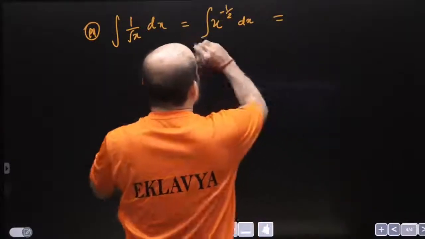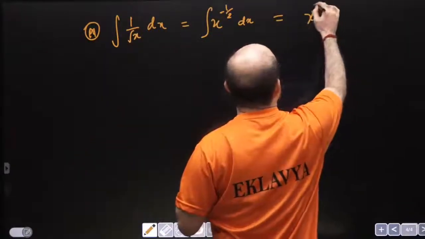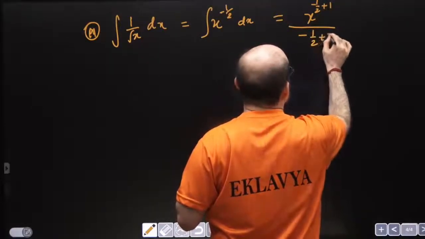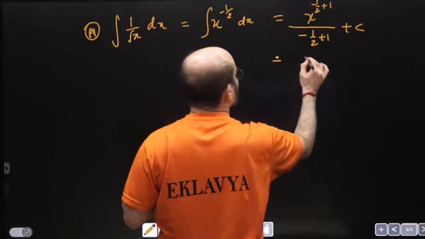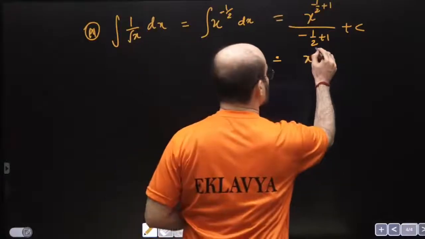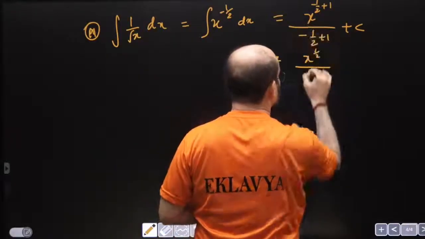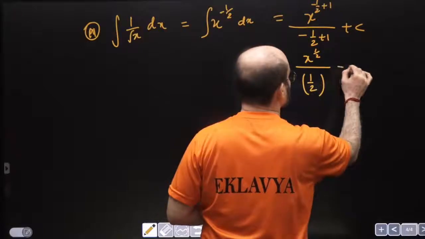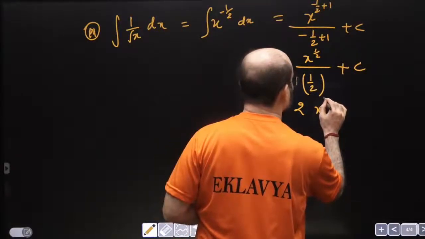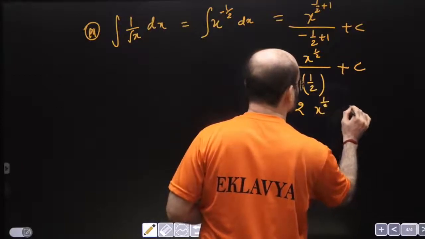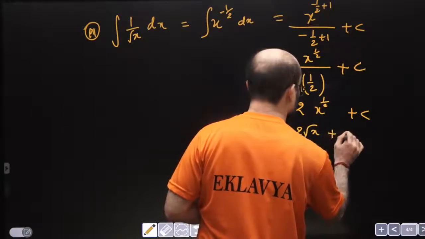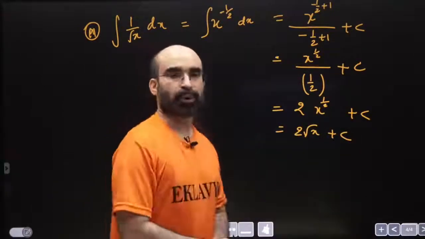Okay, so this, what you will get? X raised to power minus half plus 1 divided by minus half plus 1 plus c. So what is the final answer? X raised to power what? 1 minus half is half. Okay, this is half. Now what is this? Half again in the denominator also. So what you will get? 2x raised to power half, right, plus c. That means 2 square root of x plus some constant. Okay, this is what we need to do.